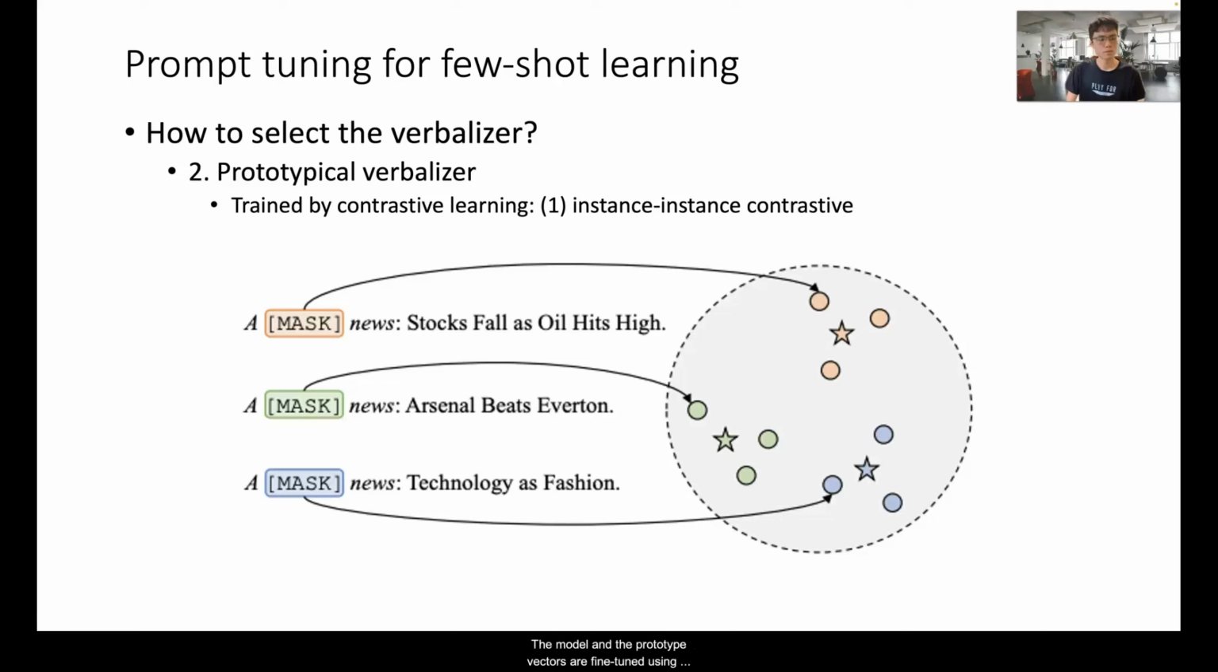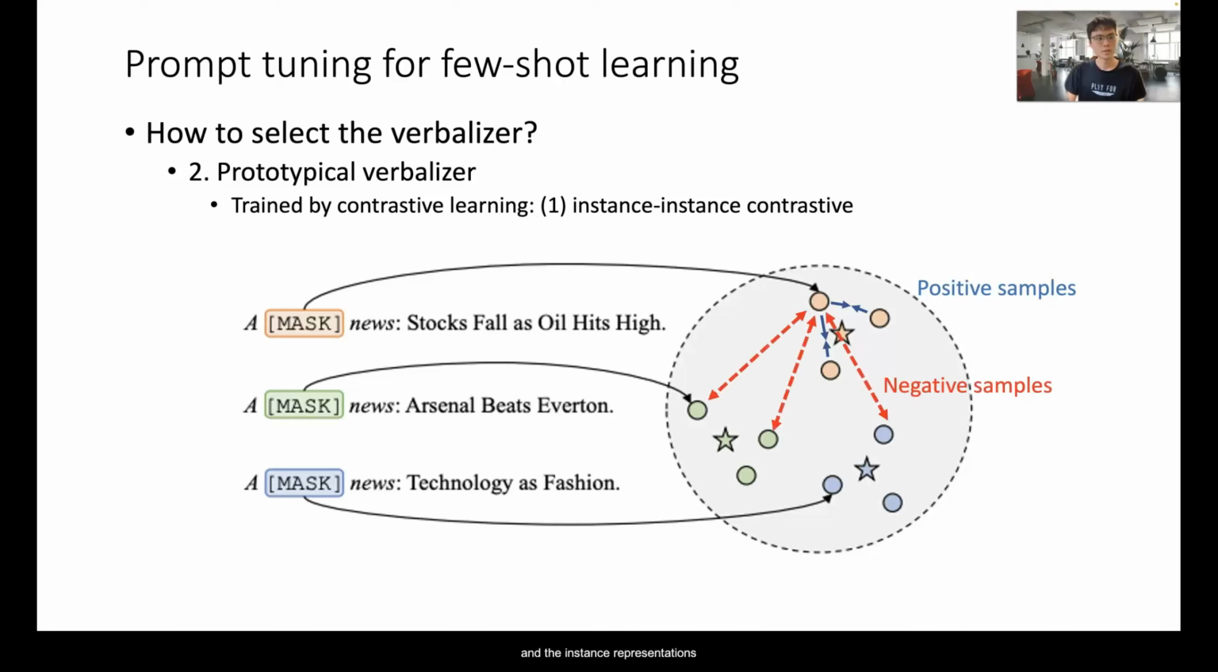The model and the prototype vectors are fine-tuned using contrastive learning, which has 2 components. The first one is the instance-to-instance contrastive learning. For an instance representation, we use the other instance representations of the same class as the positive samples, and the instance representations of different classes as the negative samples. This will teach the model to distinguish the instance representations of different classes.